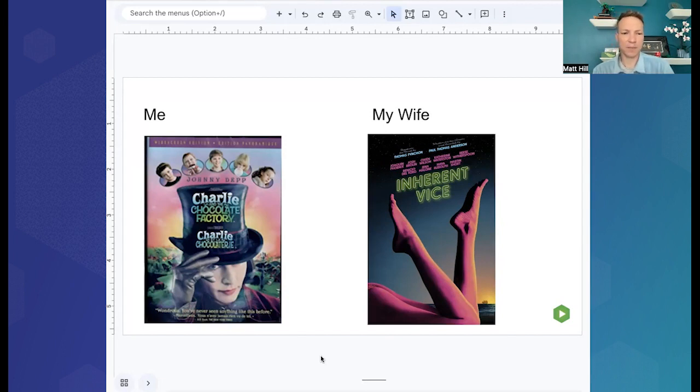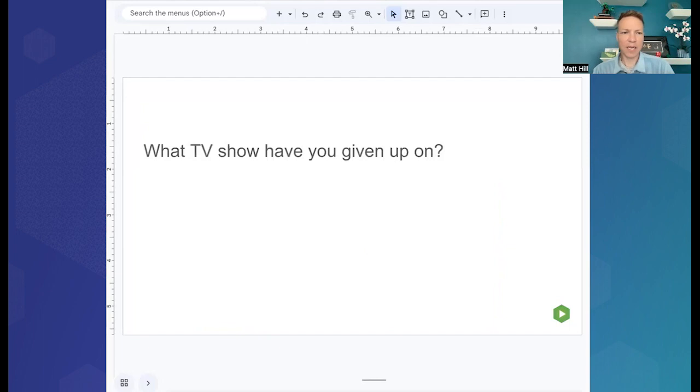I specifically do it with TV shows. Because movie going is less of an activity these days, but everyone has usually watched a TV show or a Netflix series, and they have that experience of wishing they had given up on it. Like the TV show jumps the shark and has a couple bad seasons, and so this is the one I really use with my students, where I say, all right, what TV show have you given up on?